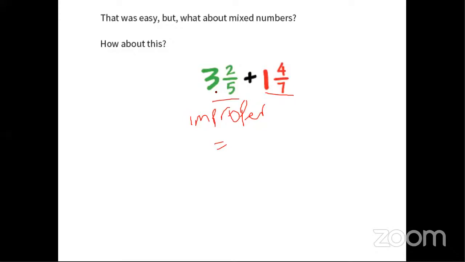So if you have this, turn this one into an improper fraction, which will be 3 times 5 plus 2, which will be 17 out of 5. Plus the 1 times 7 plus 4, which is 11 out of 7. Then you continue with your addition and subtraction. So class, this is what we are going to keep on doing. Our time is fast spent.